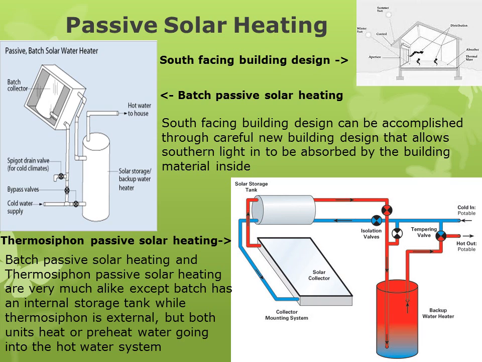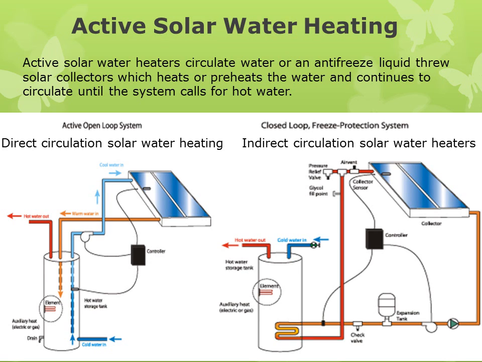Active solar water heating is the next available option for alternative energy solutions. There are two types: direct circulation and indirect. Direct circulation basically runs water from the hot water storage tank to the solar collector and back into the tank. There is a pump in the circuit that recirculates, so you're constantly circulating water from the collector to the tank and back.